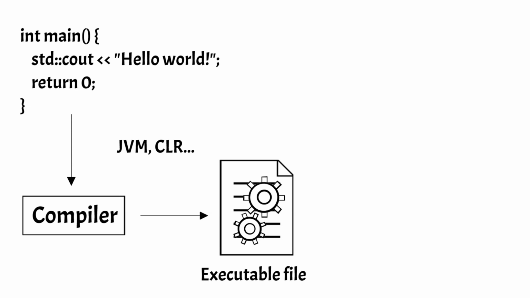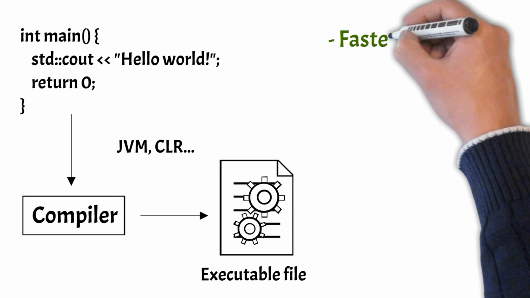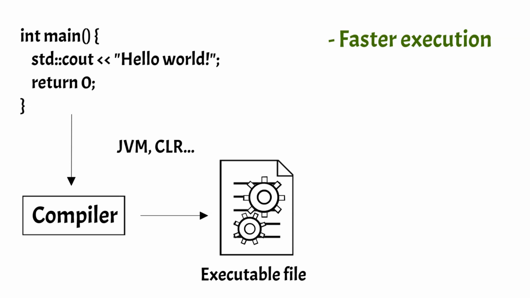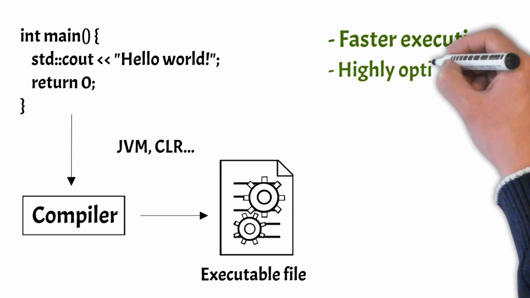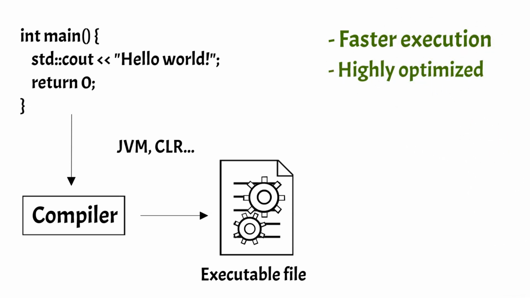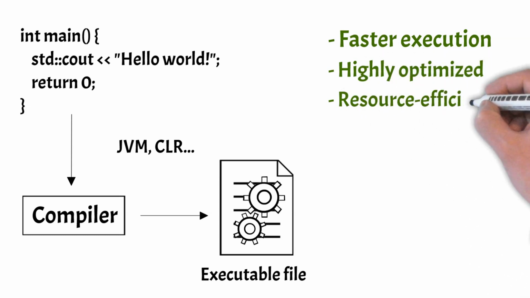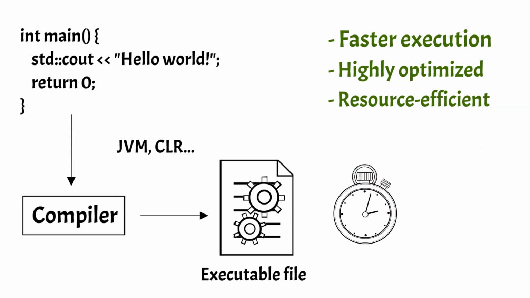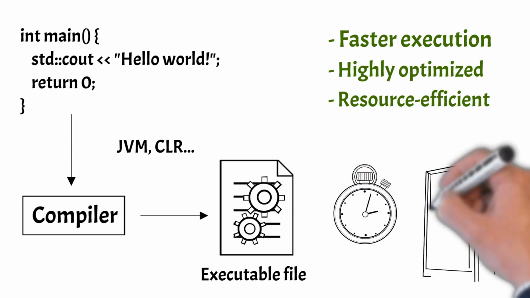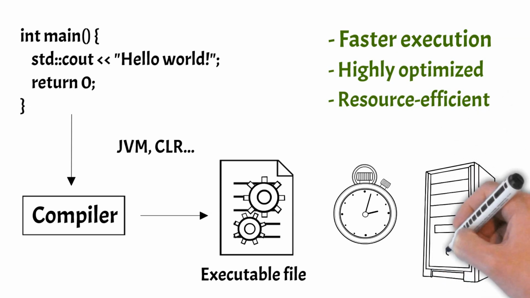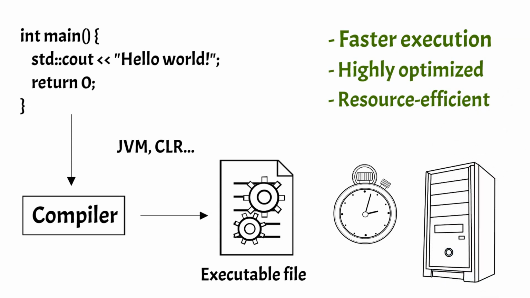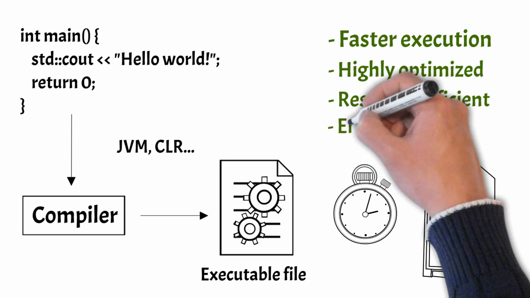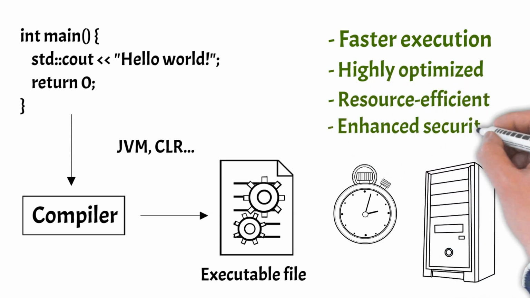This ahead-of-time translation typically makes compiled languages faster than interpreted ones, as the code is fully converted into machine instructions before execution begins. Compilers optimize the code for performance and resource efficiency, producing highly optimized machine code that runs quickly and uses resources effectively. This makes them essential for applications where speed and efficiency are critical, such as system software, real-time processing, and high-performance computing. Additionally, because the translation is completed before execution, compiled programs often benefit from enhanced security and stability.